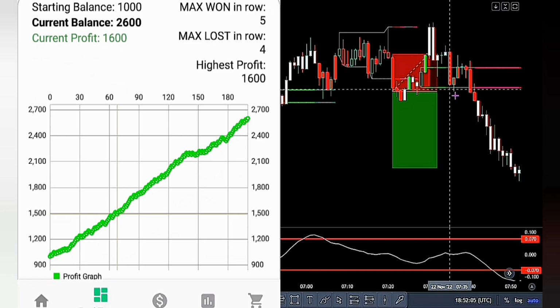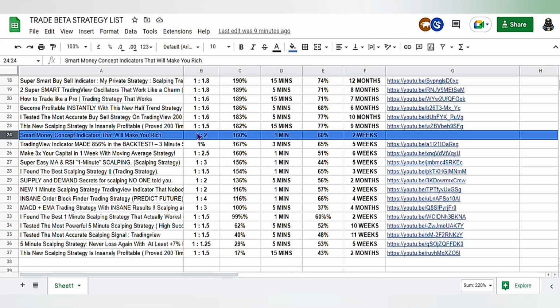Okay traders, let's now compare the strategy to some other strategies backtested on this channel. In terms of return on investment, this strategy is really good, although not the most profitable on the channel, as it made incredible returns no one ever imagined. Newbies should definitely try this out. 160% return on investment is really amazing for a short-term trade on a 1-minute time frame.